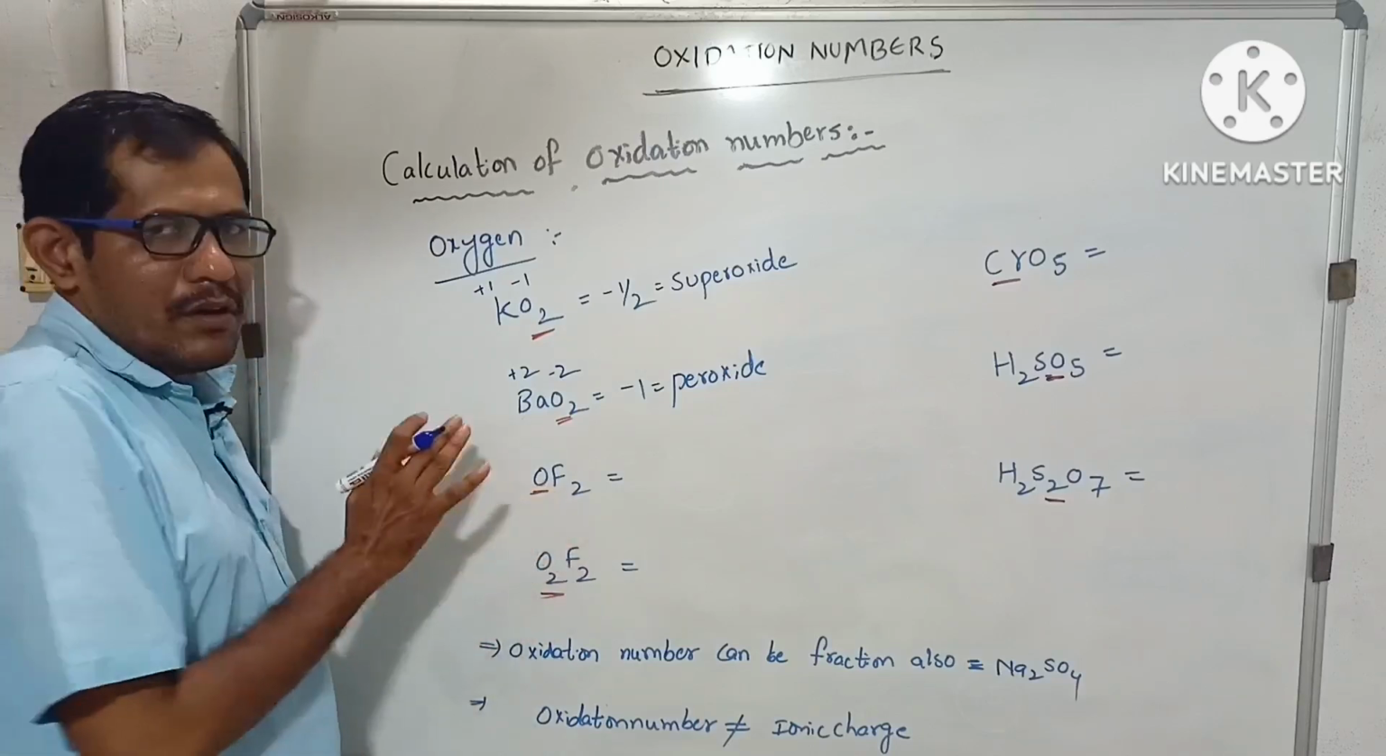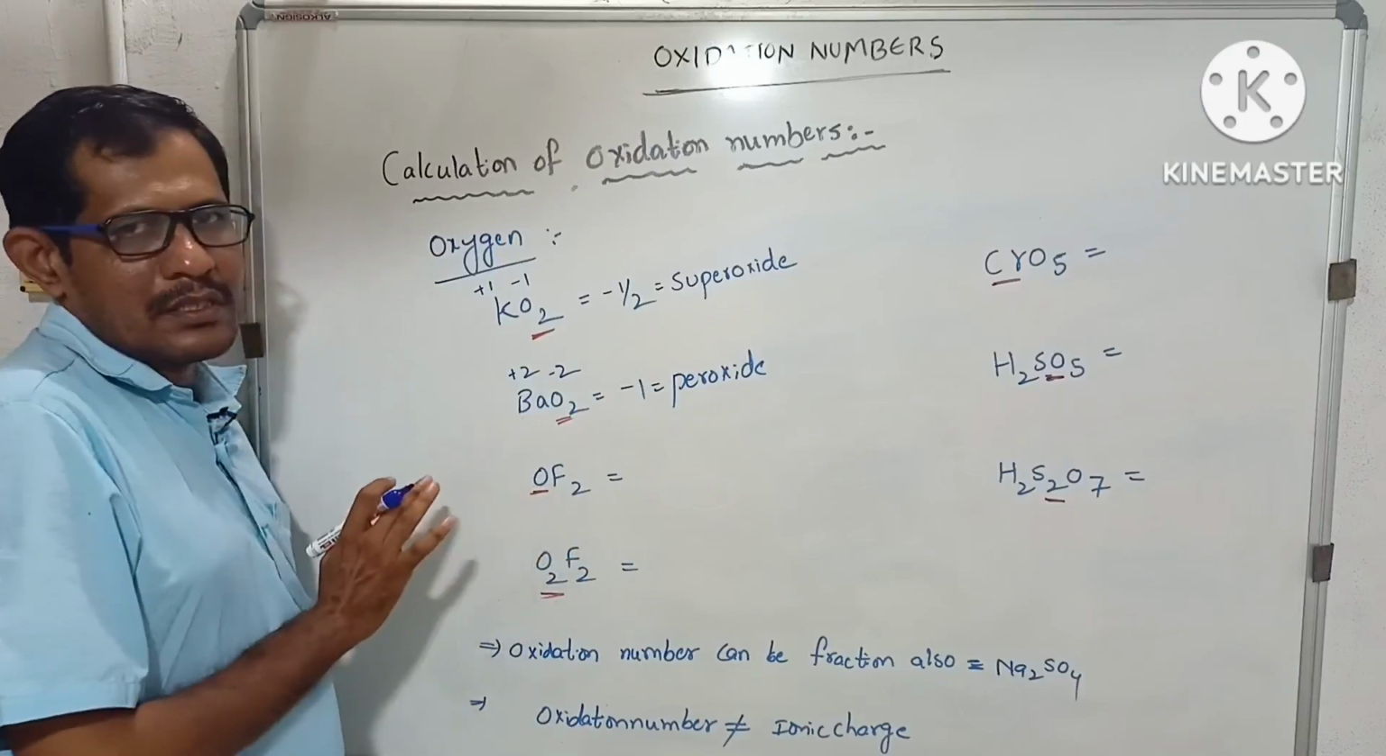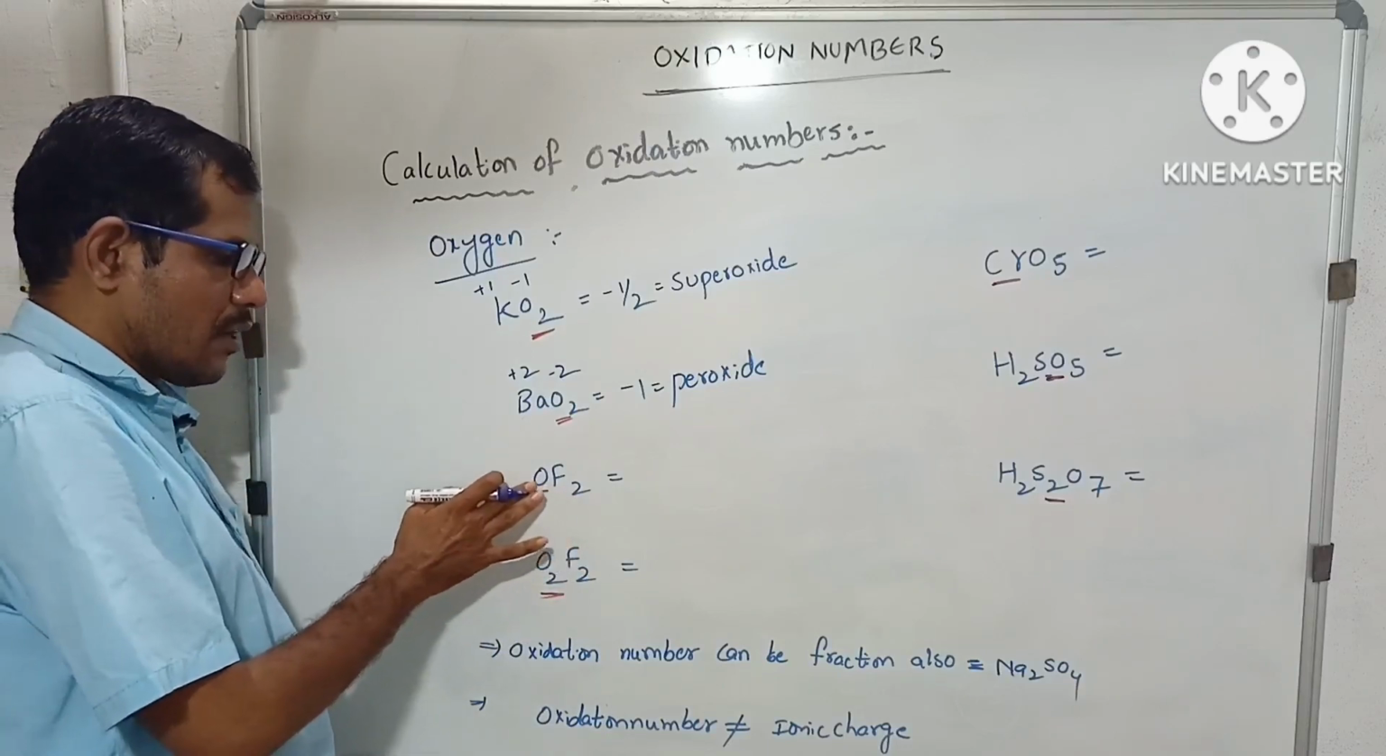If you check OF2, oxygen shows positive oxidation state over here. Why? Fluorine is more electronegative than oxygen.